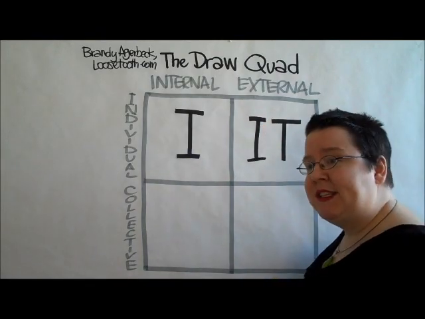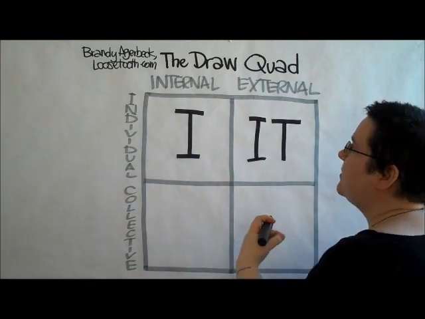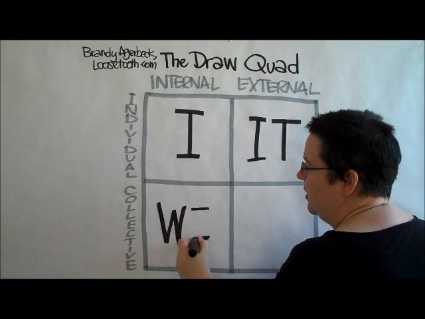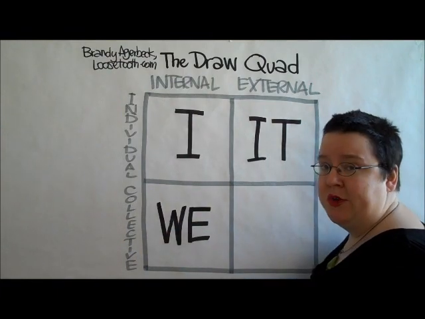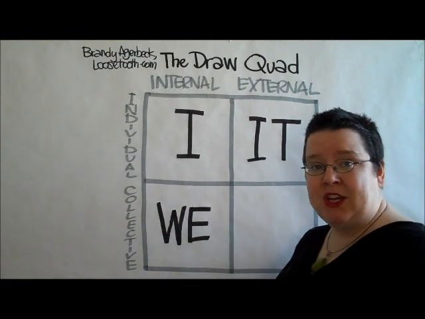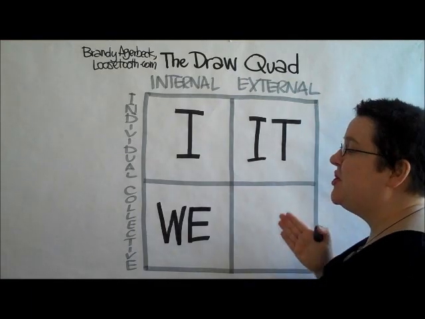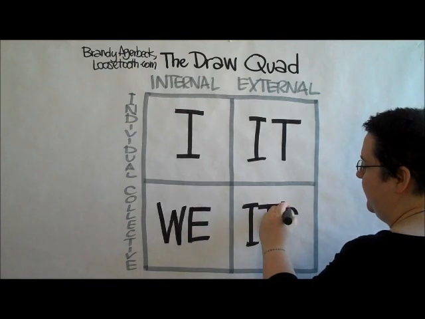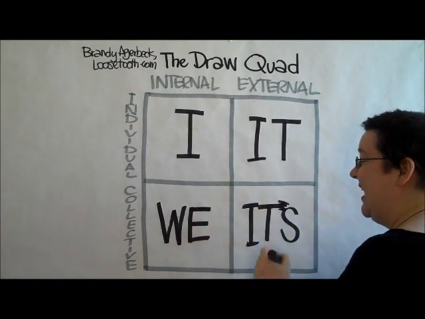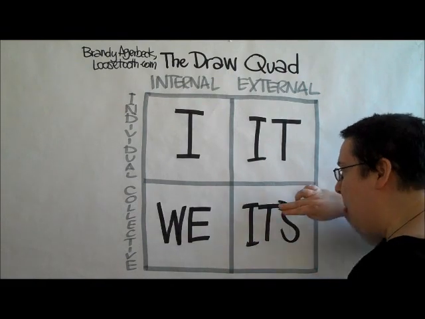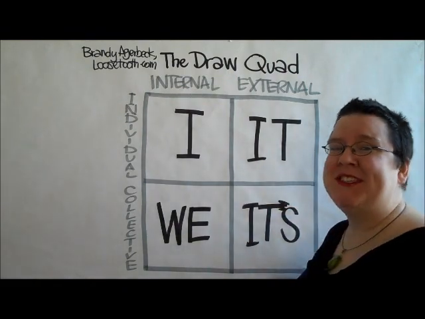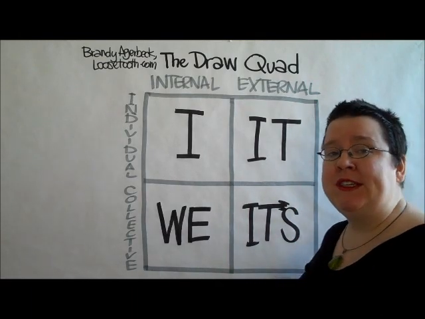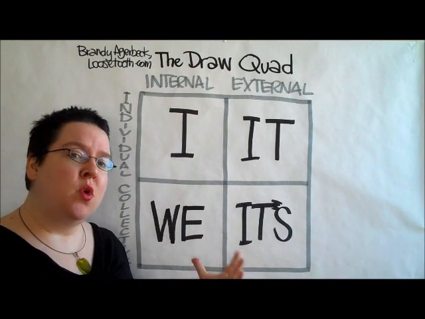The external individual quadrant is the It quadrant. This is about what's external, observable. The internal collective quadrant is the We quadrant. So this is what we share internally as a culture or as a group. The external collective quadrant is the Its quadrant. It's about infrastructure, systems, and resources. So again, this was a great scaffolding to help me think about drawing. Now let's add the layer of drawing to this model.